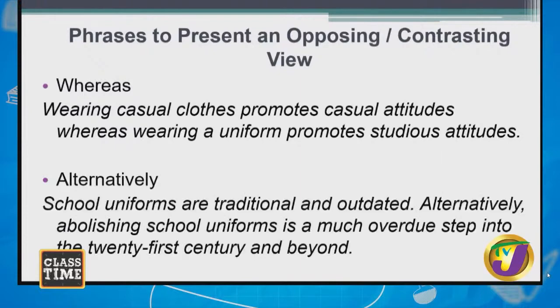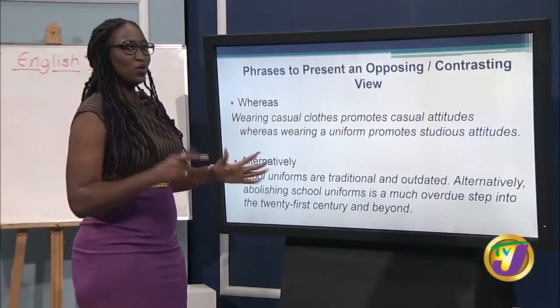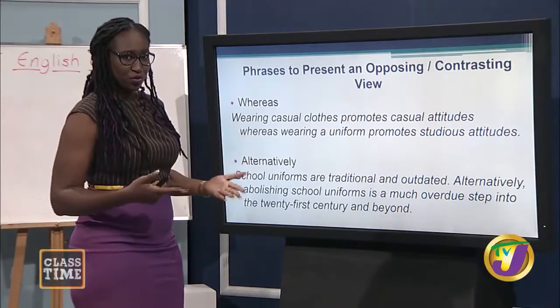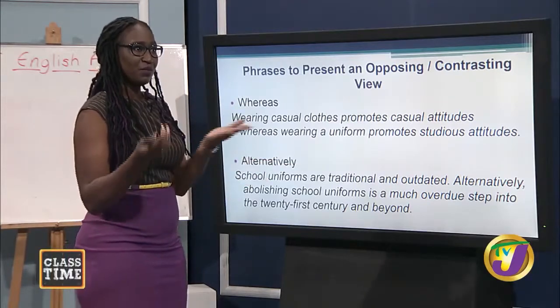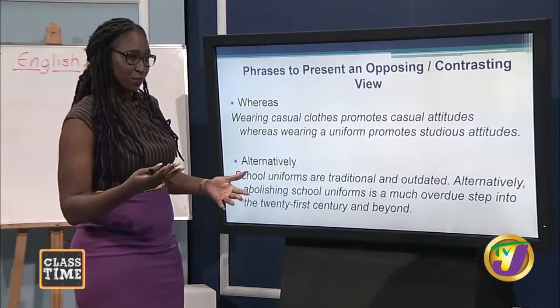For alternatively now: school uniforms are traditional and outdated. Alternatively, abolishing school uniforms is a much overdue step into the 21st century and beyond. So you have brought these two views now. You have shown that on the one hand, one idea is traditional, yes, but it is outdated. But on the other hand, alternatively, doing away with the idea will bring you forward into the present and the future. So you're showing a contrast between the views of the past and the views of the present.